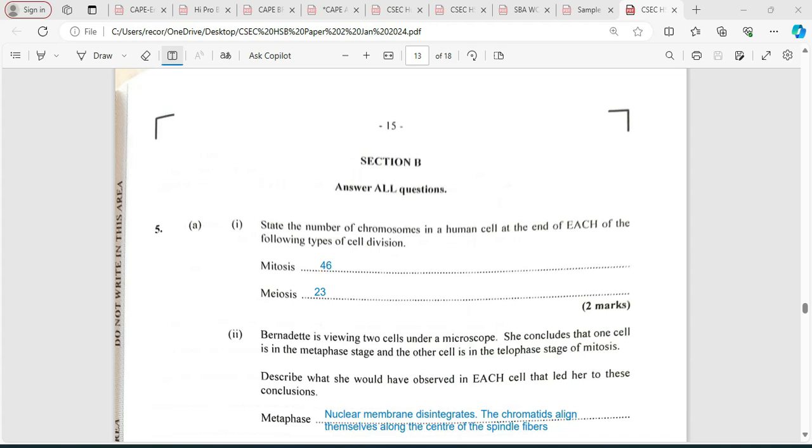Now, Bernadette is viewing two cells under a microscope. She concluded that one cell is in the metaphase stage and the other cell is in the telophase stage of mitosis. Describe what she would have observed in each cell that led her to this conclusion.